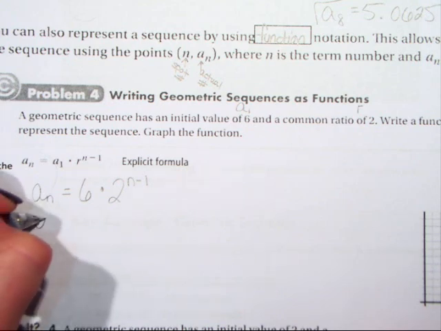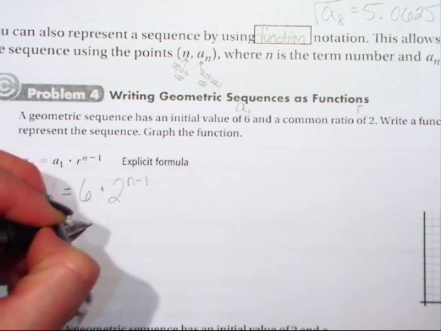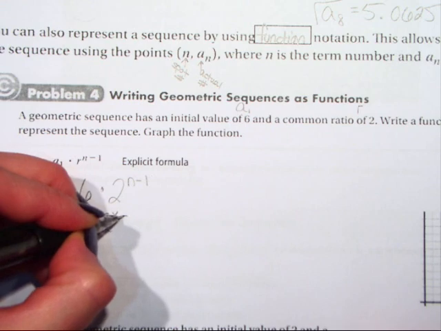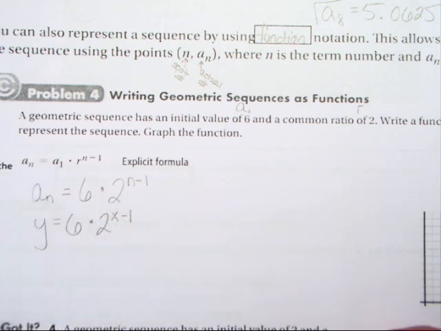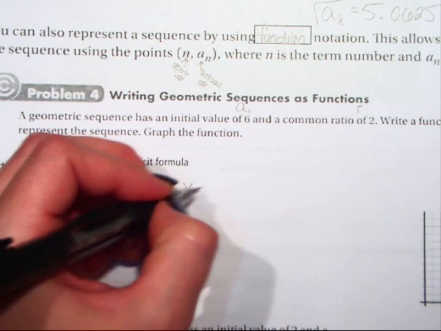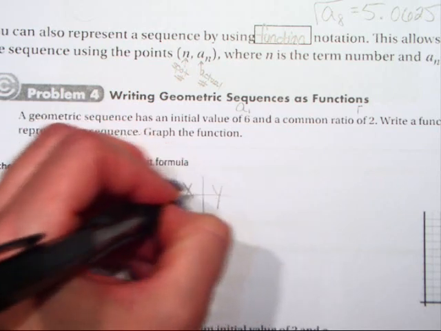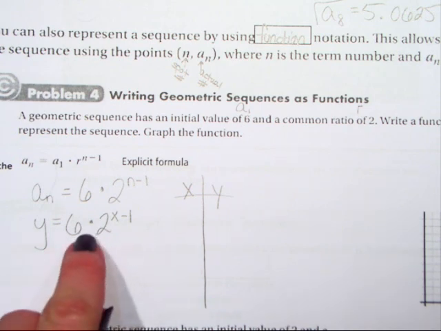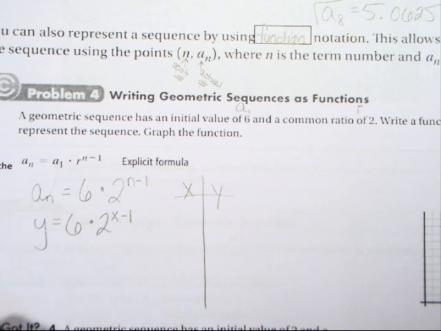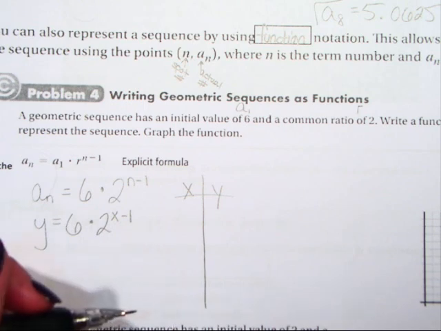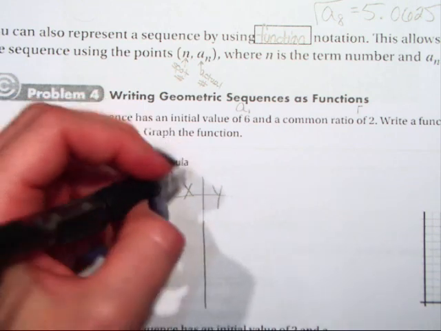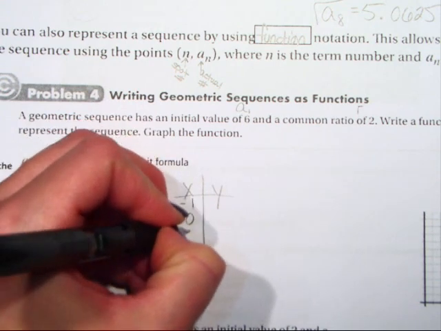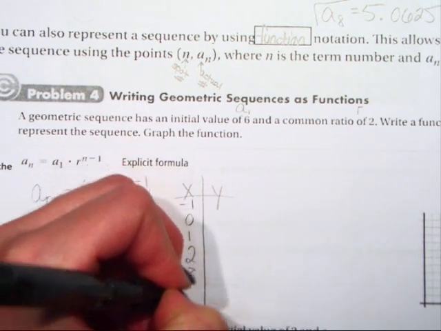So we can replace this with y equals 6 times 2 to the x minus 1, so we can actually make an xy chart. This should take you back more or less to yesterday when we were graphing these things, or maybe even the day before. Okay? This is going to be growing. You can plug in negatives if you would like. Let's try -1, 0, 1, 2, 3.